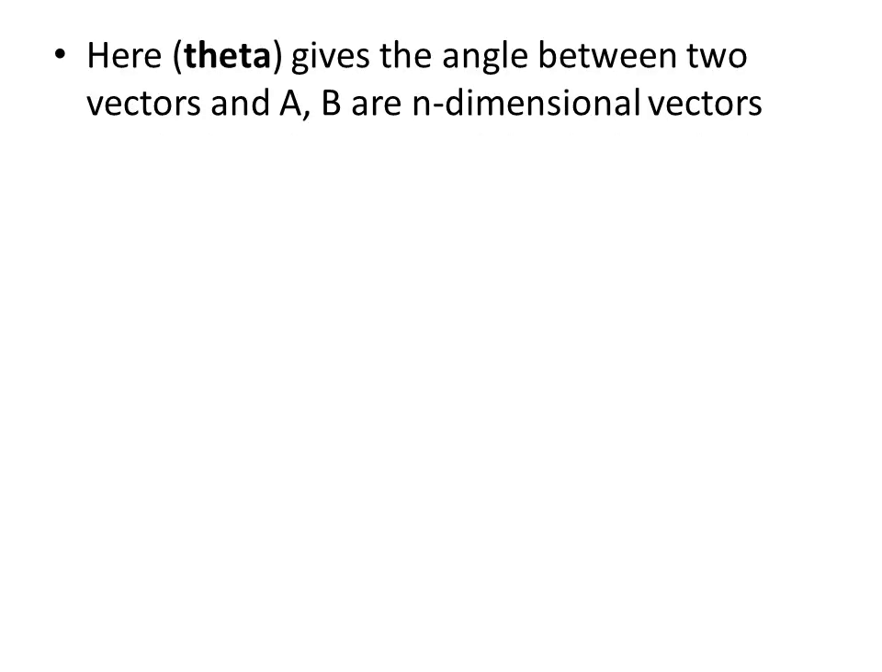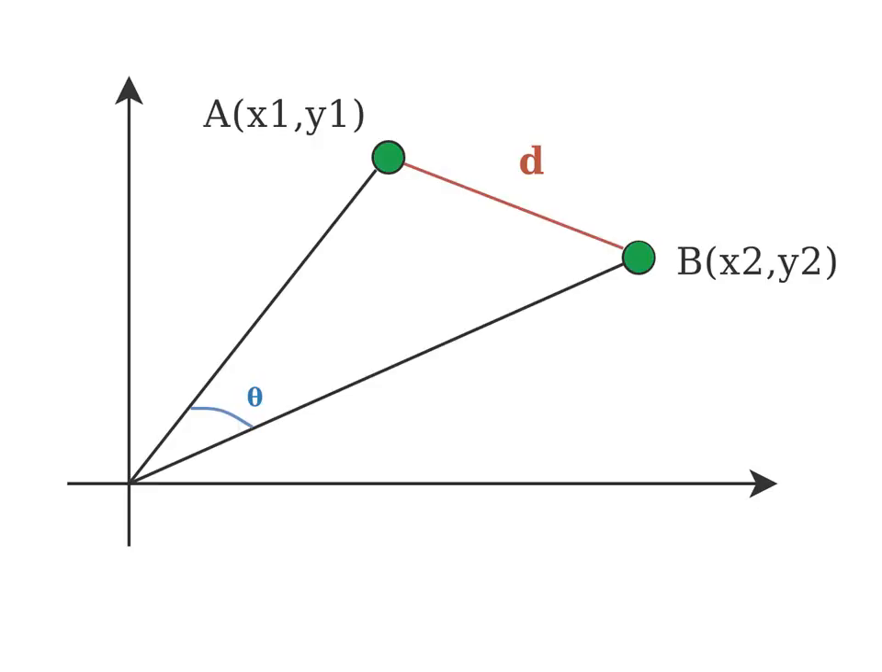Here theta gives the angle between two vectors, and a and b are n-dimensional vectors. See this diagram. A is the point with x1, y1 coordinates, and B is the point with x2, y2 coordinates, and the distance is calculated using the theta.